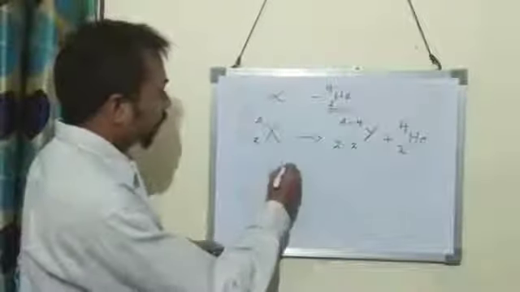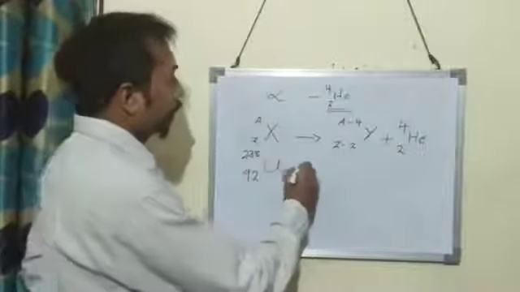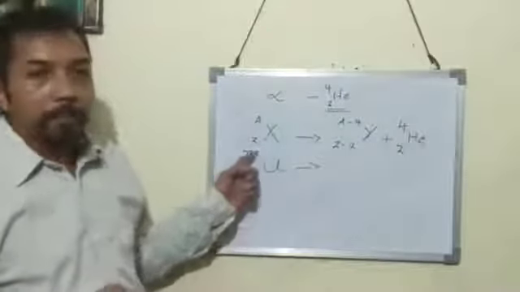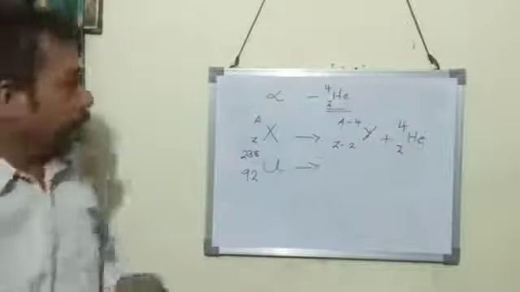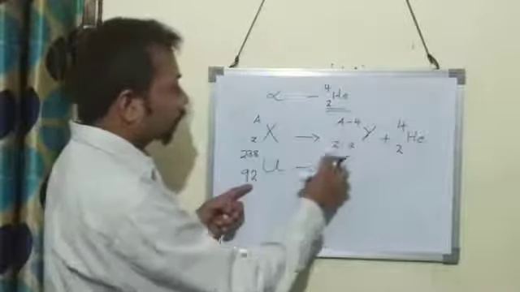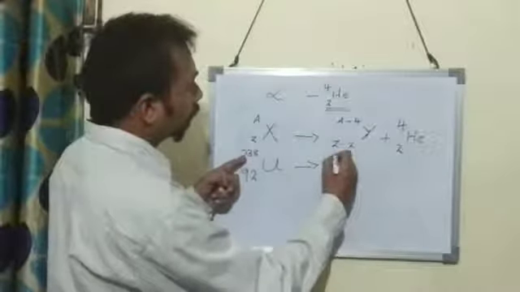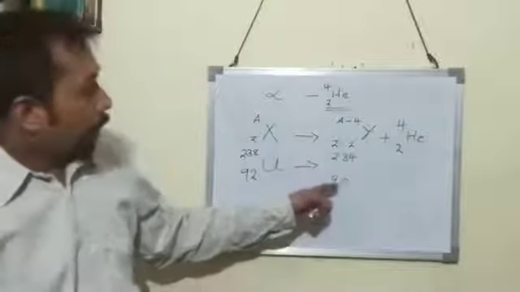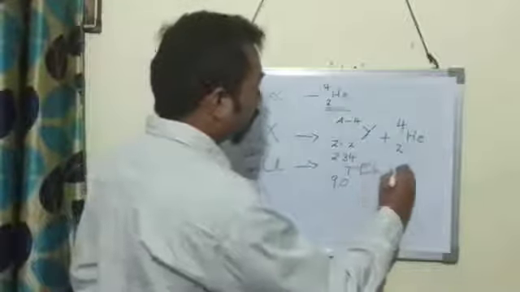Uranium with atomic number 92 and mass number 238 gives out an alpha particle. How do we write the equation? What will be the atomic number? The atomic number will be 2 less than that of the parent element, and the mass number will be 4 less than that of the parent element. So the element with atomic number 90 is thorium, plus an alpha particle.